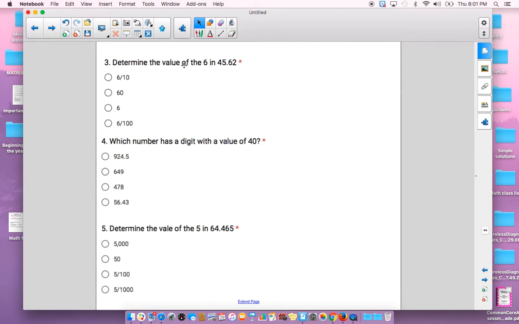Question number 3, determine the value of the 6 in 45 and 62 hundredths. Okay, look folks, we are in the decimal place, so I have to remember that my first decimal place is my tenths, my second decimal place is my hundredths. So it goes tenths, hundredths, and then the next one would be thousandths. Okay, so I see that my 6 is in my tenths.